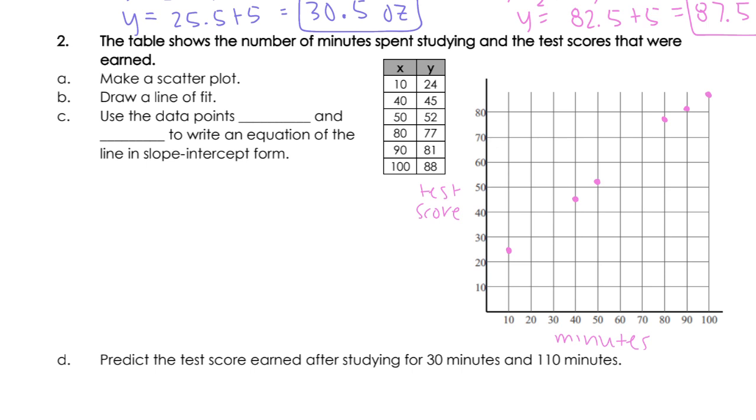So what we need to do now is draw a line of fit. So something you need to take note of is when we draw this line of fit, we need to make sure that we go through at least 2 points, because we're going to need 2 points to make an equation of a line. And we also want to make sure that it is spread out as evenly as possible. What I mean by that is you have an even number of points that are above the line and an even number of points that are below the line.